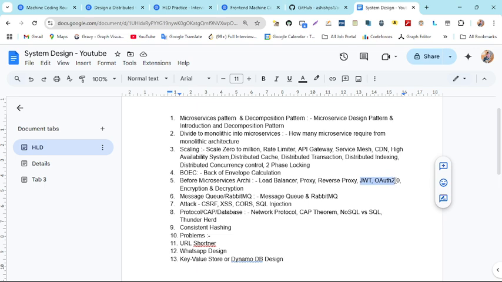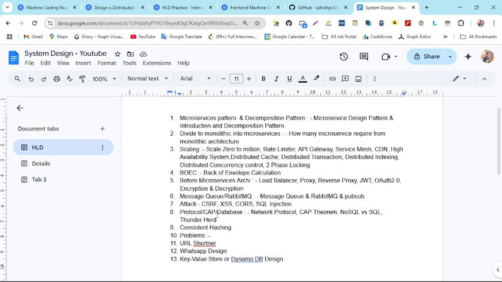Then we will discuss authentication with JWT, OAuth 2.0, encryption and decryption, right? Then for asynchronous communication, we have used message queues in our project, so we will discuss message queues, RabbitMQ, and the pub/sub model. These are the things we will discuss in part 6 of the high level design.